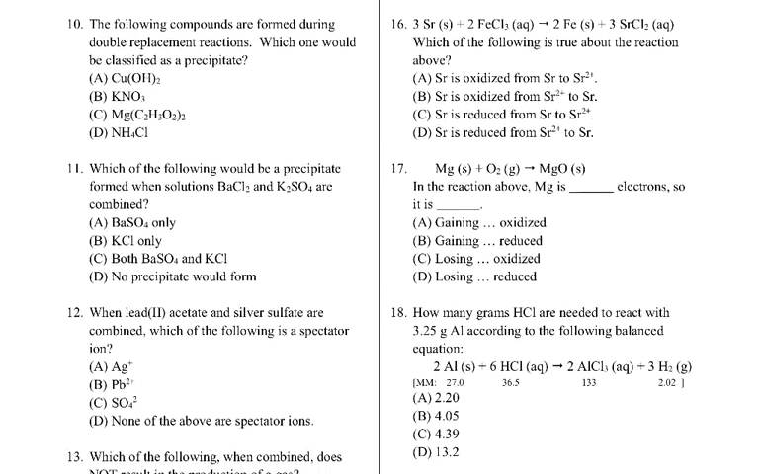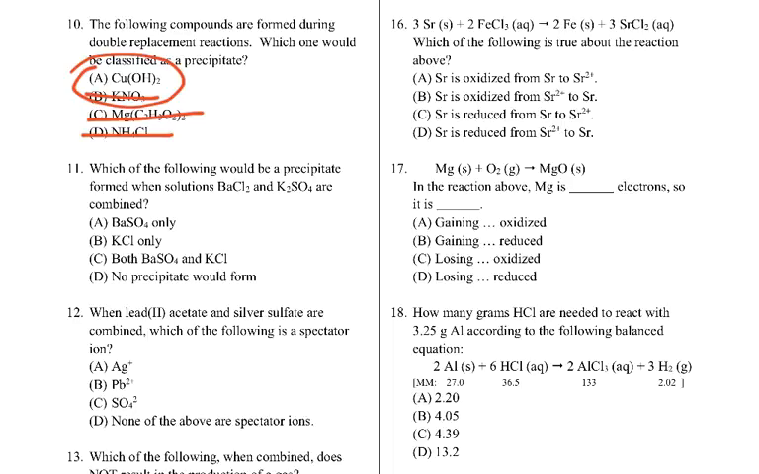Number 10. The following compounds are formed during double replacement reactions. Which one would be a precipitate? So again, this is using my solubility rules, and I'm going to do some elimination. I know that potassium compounds are always soluble. I know that acetate compounds, and I know ammonium compounds. That's the first rule on that sheet, and it's given to you on the test. So it has to be answer A, copper hydroxide.